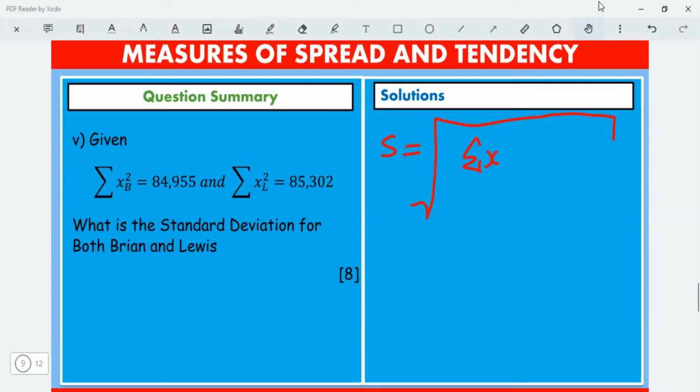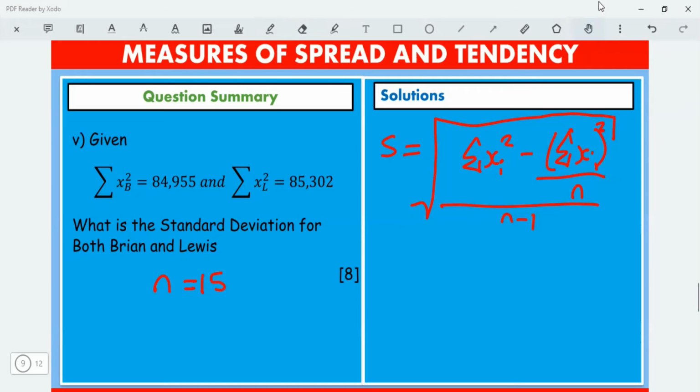So the standard deviation in general is the square root of the sum of xi squared minus the sum of xi, all squared, divided by n, all over n minus 1. So it's the sum of xi squared minus the sum of xi squared over n, divided by n minus 1. Beautiful. Now we already know what n is. N is 15, and we have everything.